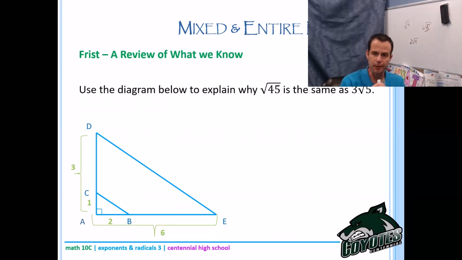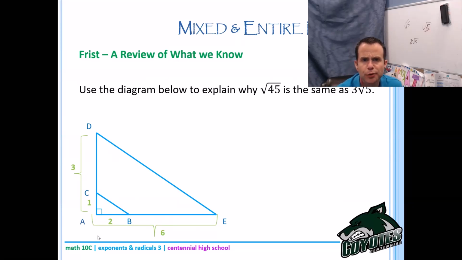Now, before we get into the process, I want to still just hang on with something that you are familiar with, before we talk about the algorithmic way to do this. For this example, I want you to prove that root 45 is the same as 3 root 5. So what I've done is I've given you two triangles that are inside each other here. I've given you triangle ACB and triangle ADE.